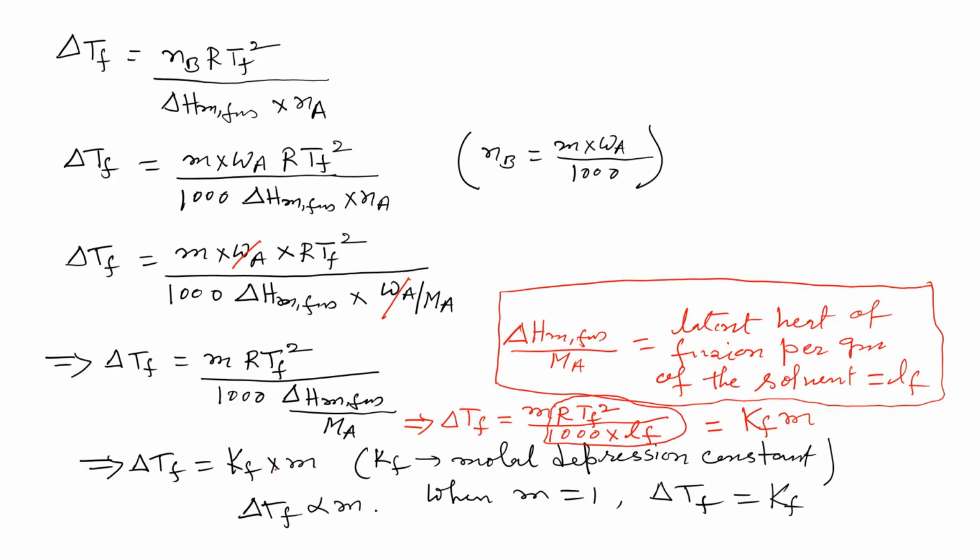Now, how can you define this constant KF, the molar depression constant? Look at this equation. When molality M is equal to 1, then this KF is equal to the depression of freezing point. Then KF is equal to delta TF. So molar depression constant is the depression of freezing point when the molality of the solution is 1. That is the definition of molar depression constant. Hope you have understood. Thank you.